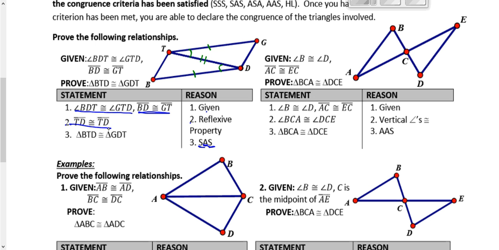Everybody got me? All right? So all of those, there's my 2 pairs of sides and my pairs of angles stated. So now I can say triangle, exactly what, you always write exactly what they have there. BTD congruent to GTD, reason that justifies that, side angle side. You get the idea? And these are simple, that's a 3-step proof.